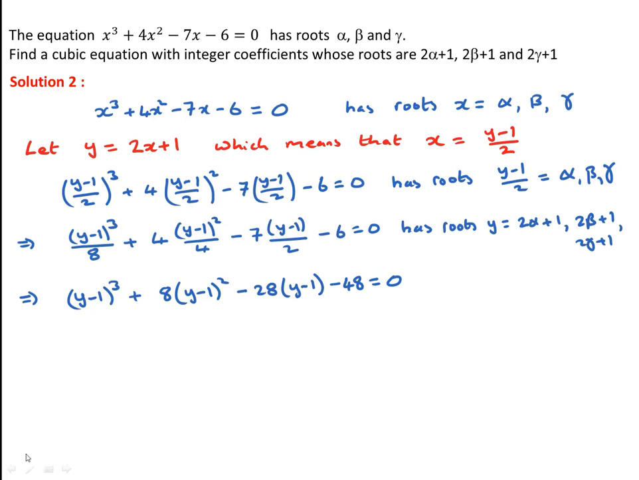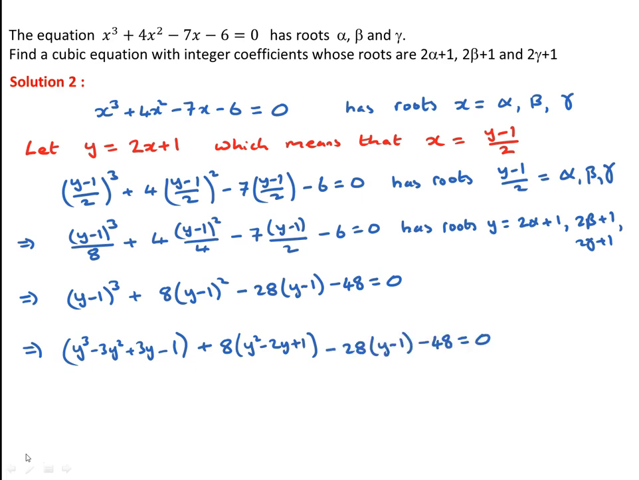And now I need to use Pascal's triangle to expand y minus 1 cubed. If I use Pascal's triangle to expand y minus 1 cubed, I get y cubed minus 3y squared plus 3y minus 1. Then I've got 8 lots of y squared minus 2y plus 1. Take away 28 lots of y minus 1. Take away 48 equals 0.